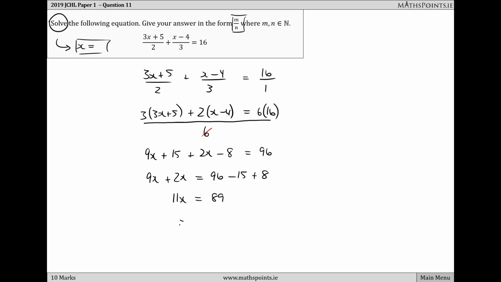And then finally, to get x on its own, I'm going to divide both sides by 11. So 11x divided by 11 is x, and then we have 89 divided by 11. And they ask us to leave the answer in the form m over n, where m and n are natural numbers, and 89 and 11 are both natural numbers. We have a top-heavy fraction, and in honours maths we can expect to see fraction answers like this, and this is fine.